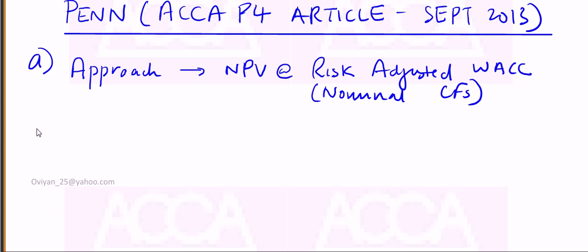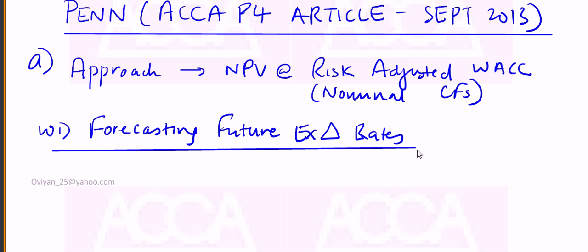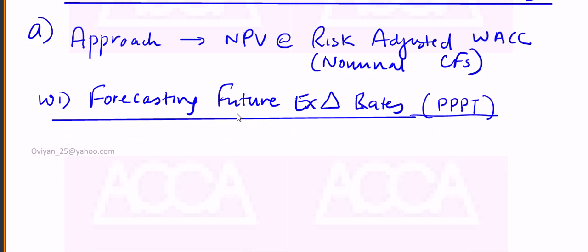Now there are some workings that we would like to do. Let's call these workings number 1. The first working we're going to do here is forecasting future exchange rates. Now, forecasting future exchange rates, we're going to do using purchasing power parity theory, the law of one price.